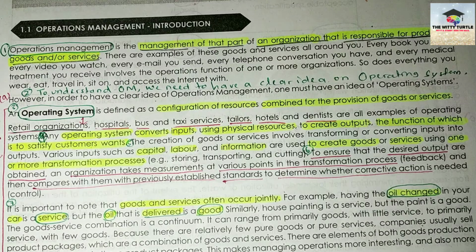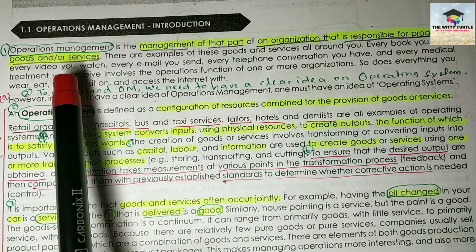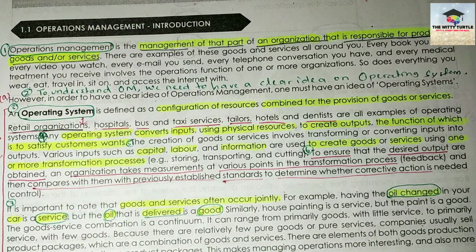Operations management deals with which part of an organization? That part which is responsible for manufacturing or producing goods or services. Right? In an organization there are many departments, right? So we are concerned with which department? With the manufacturing department or whatever department is responsible to produce that particular service that your company is providing, right? So there are many examples.